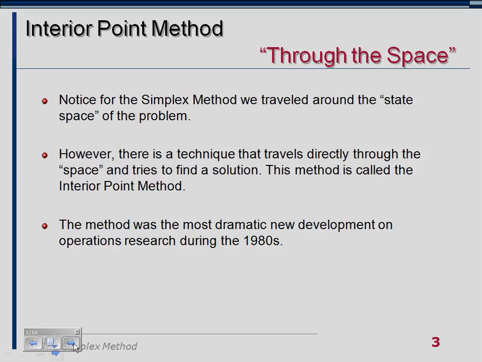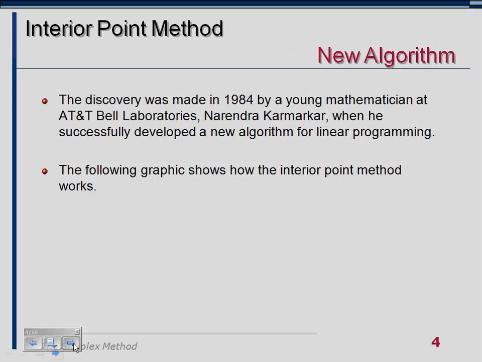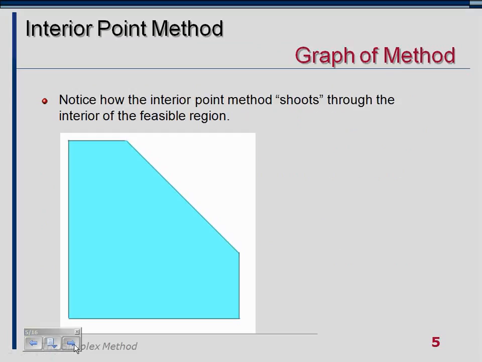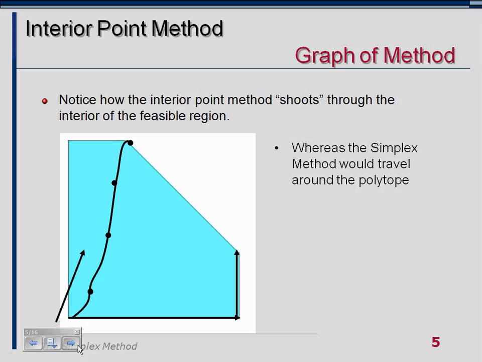So in 1984 there was an Indian mathematician, Narendra Karmarkar was his name, and he developed a new algorithm for linear programming. It was called the interior point method. The way the interior point method works is something like this: the simplex would go around like this, where the interior point method would kind of shoot through the middle of this polytope. It's kind of complex how it works. I don't completely understand how it works. I've never really sat down to take the time to figure it out.